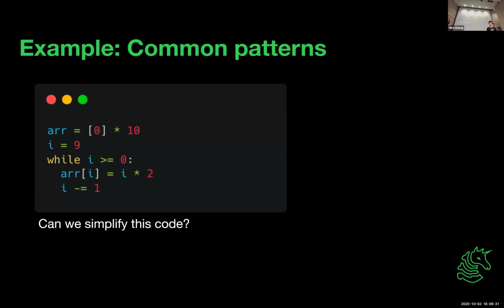So this is sort of what it might look like closer to the machine code level. You have an array, which is the array of 0 times 10, and then i equals 9, and while i is greater than 0, we double the index and subtract once. Can we simplify this code? Is there anyone else? Yeah, you could just hard code it, you can do that. Anyone else?